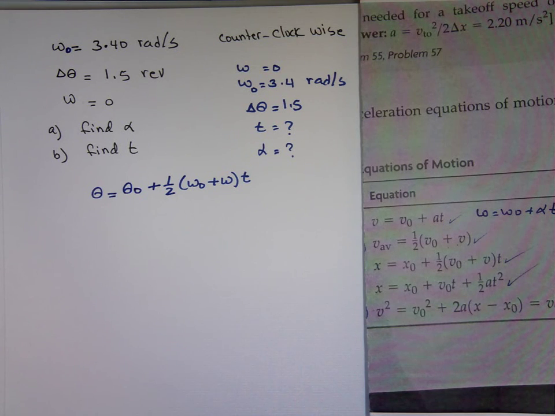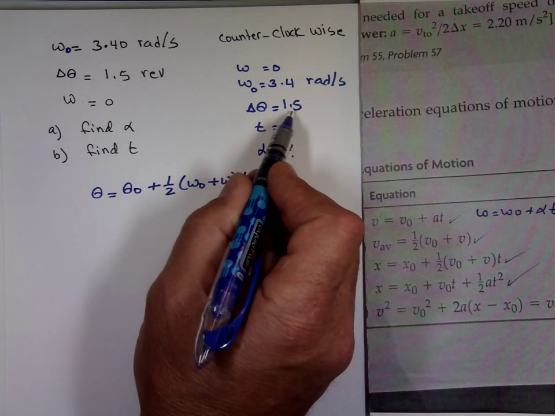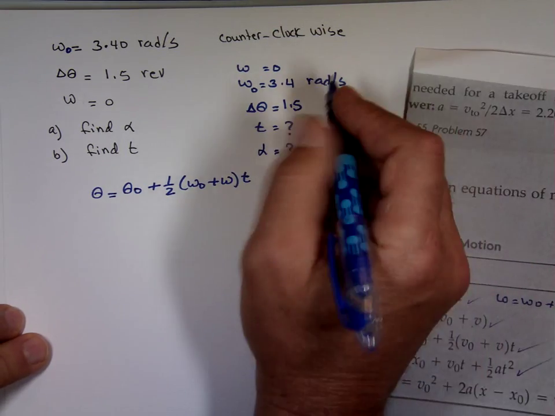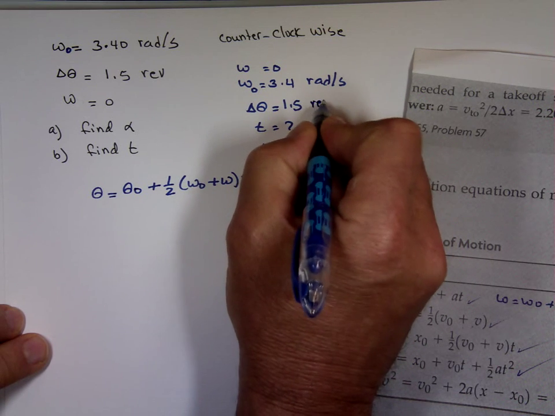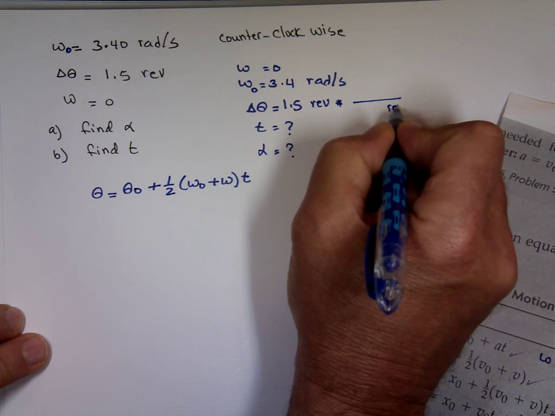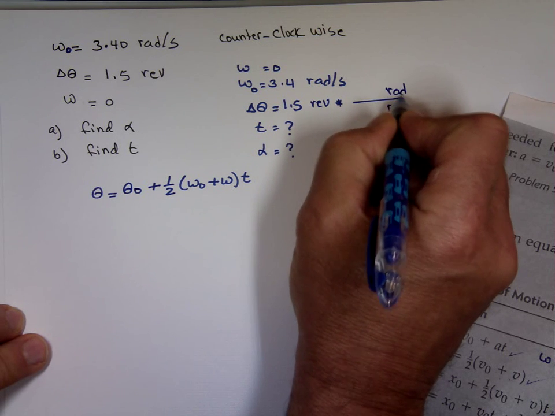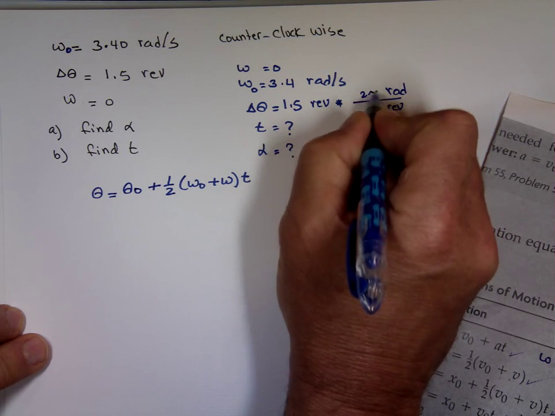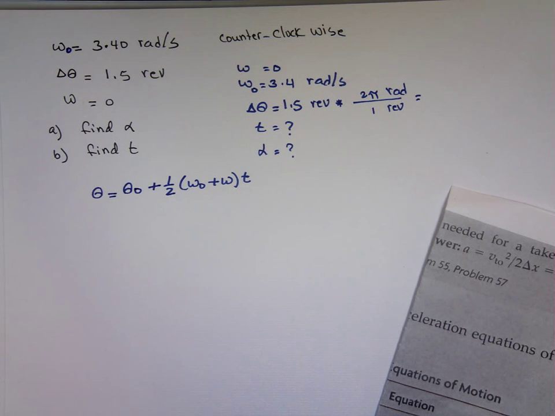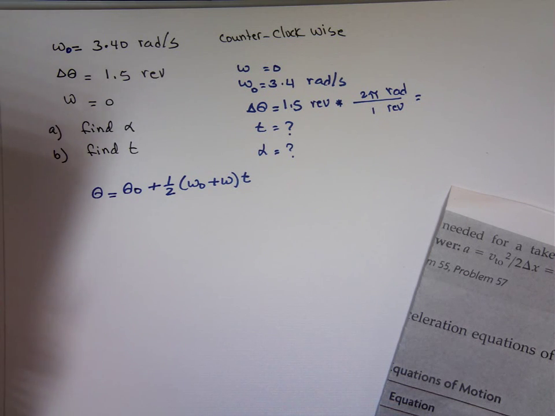We know it turned what? 1.5? So that's revolutions. Rev. I need to convert that. One revolution is 2 pi radians. So before I do anything, I should convert that to radians. And it's 9.42.